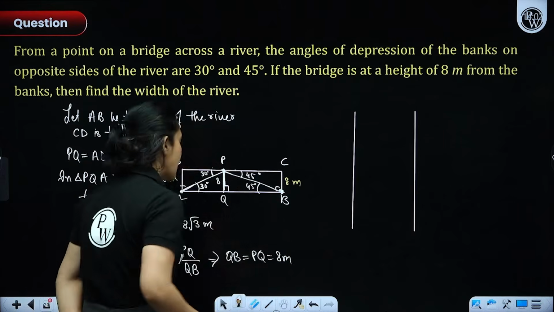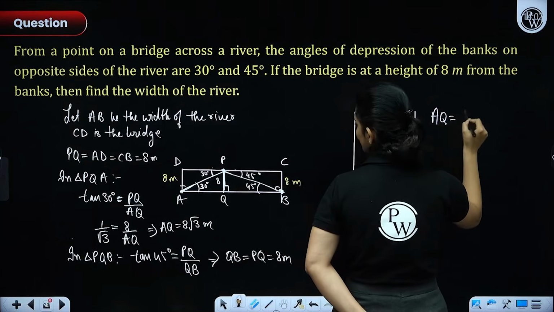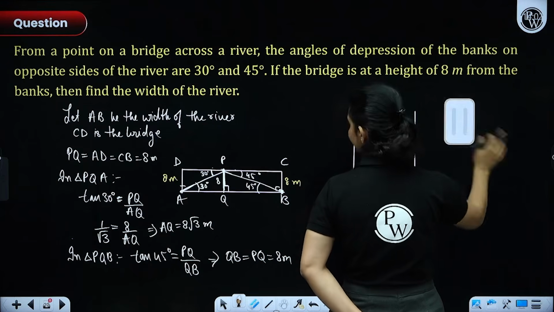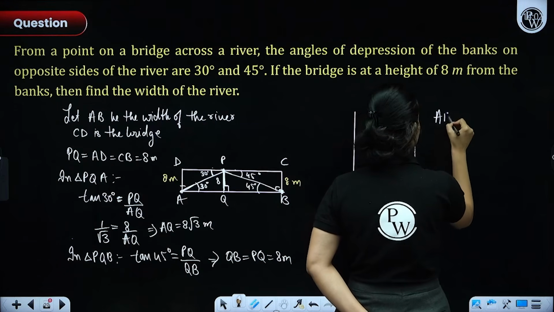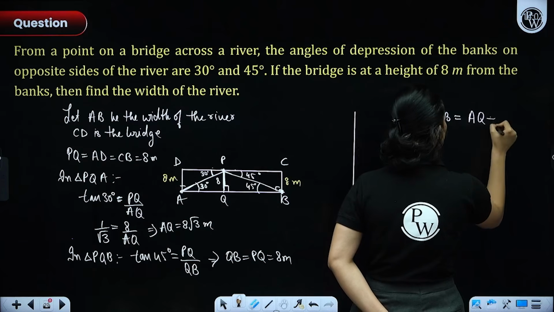Right? So now, I can figure out AB very easily. What would be AB, everyone? AB would be equal to AQ plus QB.